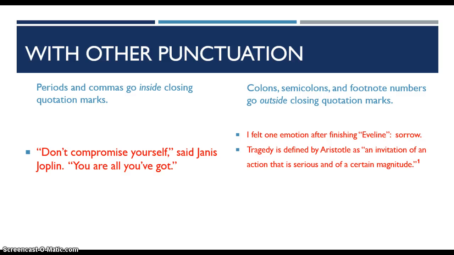If you have colons, semicolons, and footnote numbers, those go outside the closing quotation marks. And you can see how this looks in the examples. I felt one emotion after finishing "Eveline": sorrow. Tragedy is defined by Aristotle as an imitation of an action that is serious and of a certain magnitude. You can see the little one for the footnote that goes outside the quotation marks.